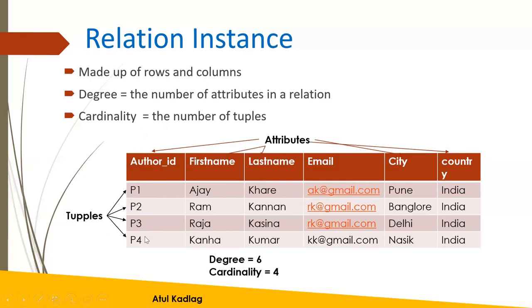Whatever actual values are there, that is called a tuple. So in this we have a degree of 6 and a cardinality of 4. That means 4 tuples and 6 columns. So that is called degree and cardinality.